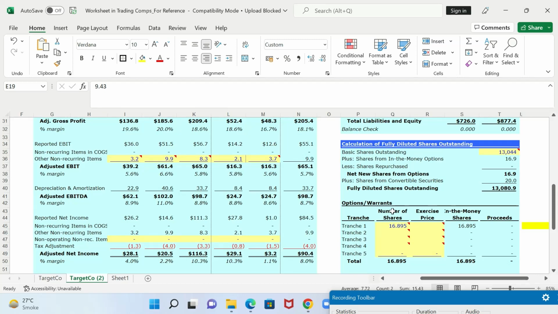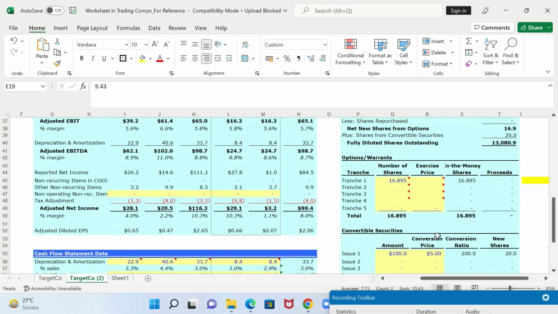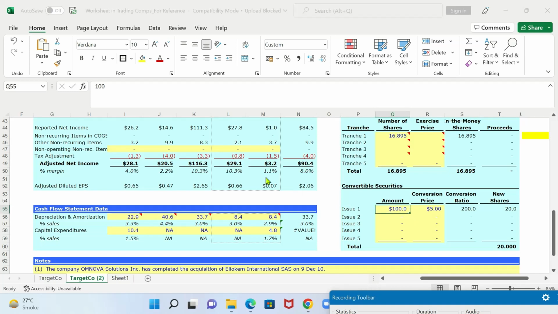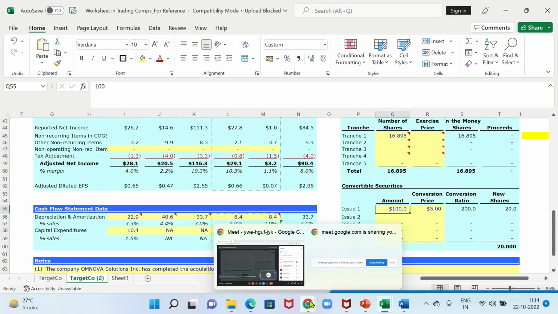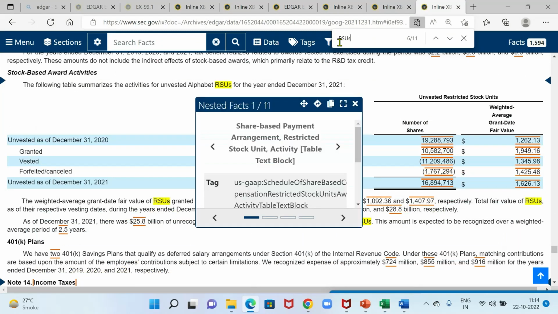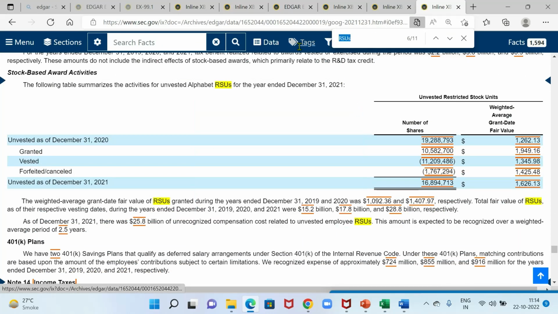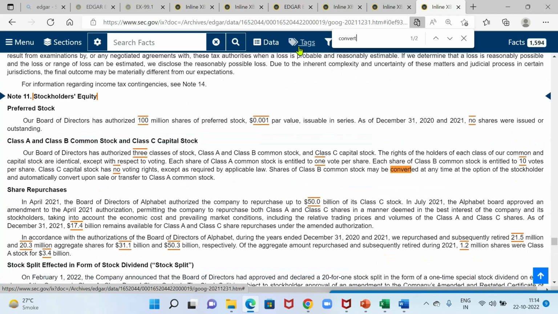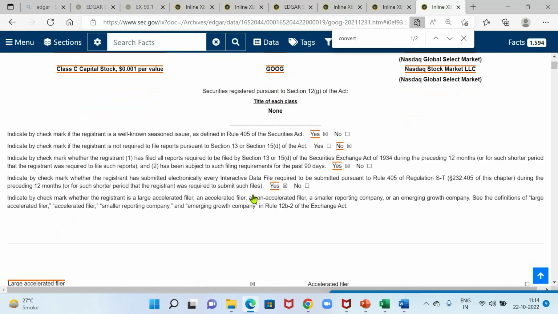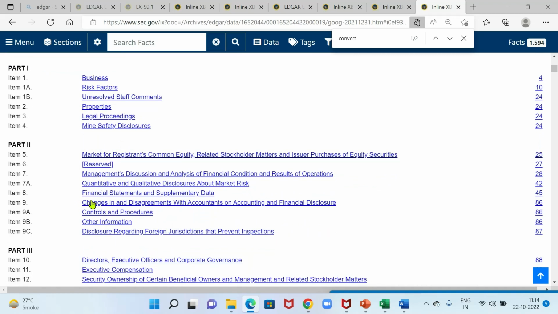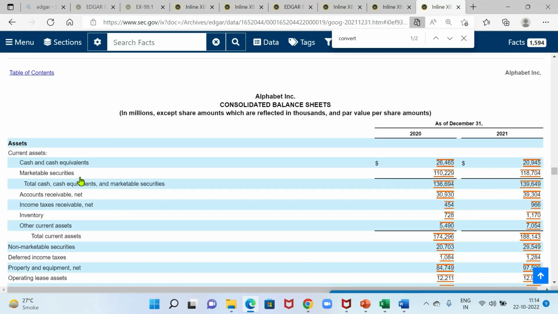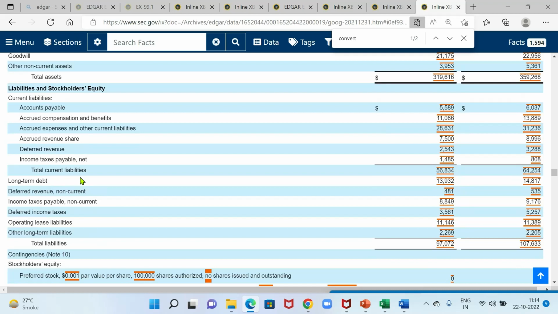The first thing is to always start with the shares outstanding. Now look for convertible. How do we look for convertible? Best is do Control F, convert. I'm not getting any hits from convert, so I don't think there is a convertible security. The other thing I need to cross check is go to financial statement, balance sheet, and look for long term debt.